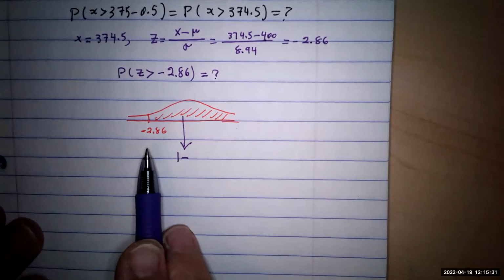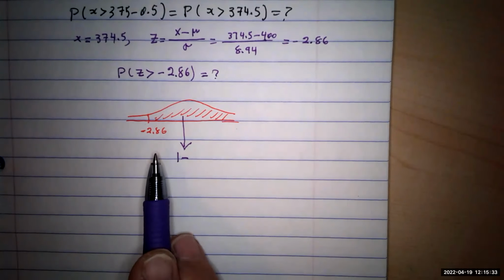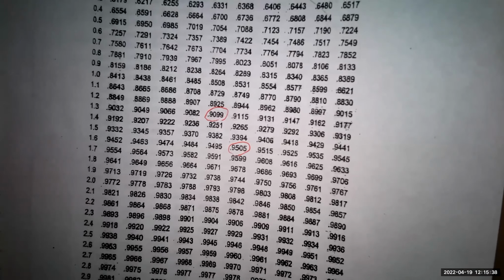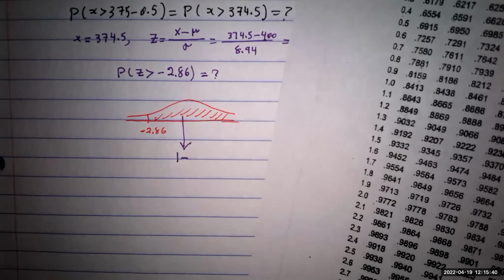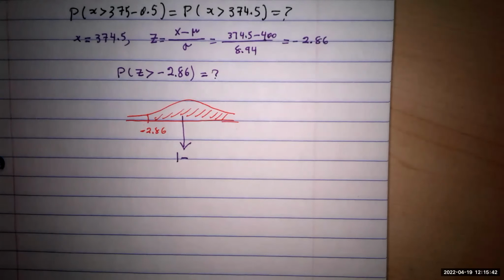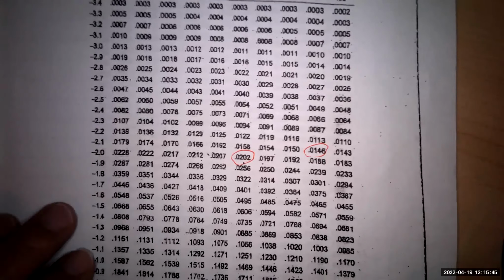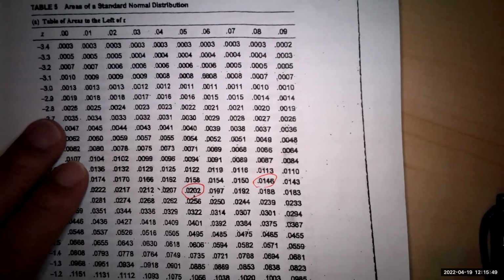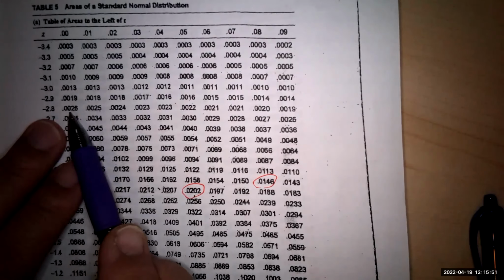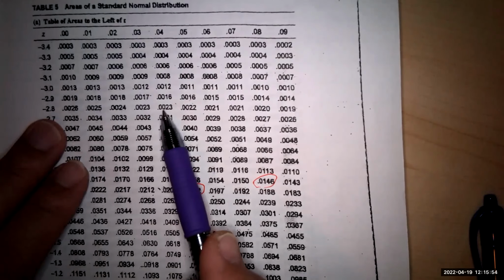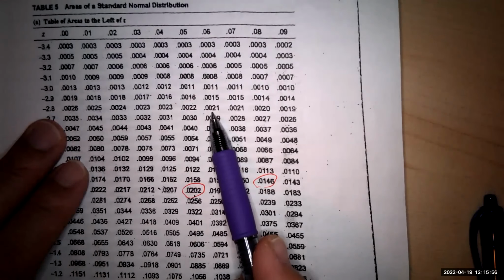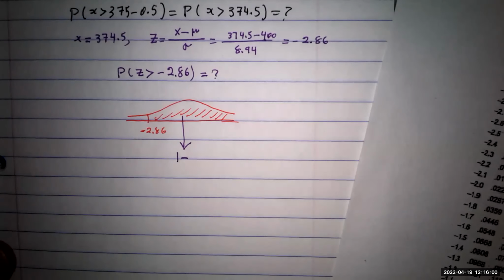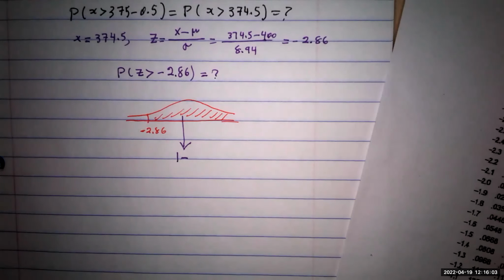You go to the table, remember the table that you use. You need negative 2. This is where we find it. Negative 2.86, so negative 2.8 first, you see negative 2.8 first. Then the 6: 0, 1, 2, 3, 4, 5, 6. 0.0021.